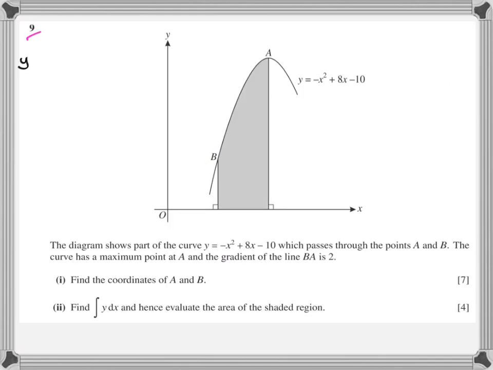Question number 9. The diagram shows part of a quadratic curve. The curve has a maximum point at A. Maxima, minima, stationary point: what's the logic? Take the first derivative and equate it to 0. You will find the coordinates of the stationary point. And we know from the knowledge of quadratics that a quadratic has only one stationary point. Then it says the gradient of the line BA is 2. Find the coordinates of A and B. Let's get started.